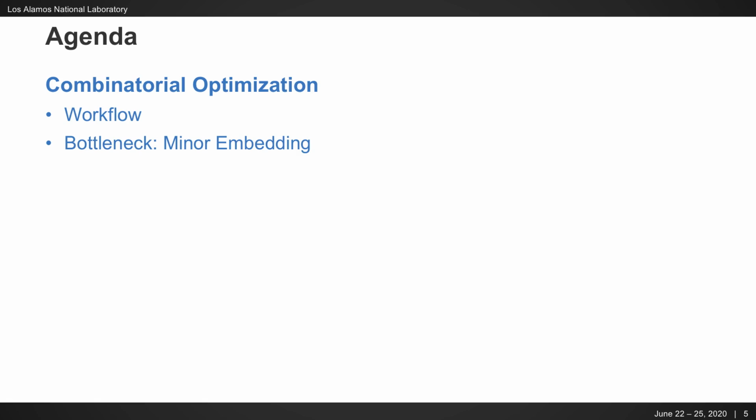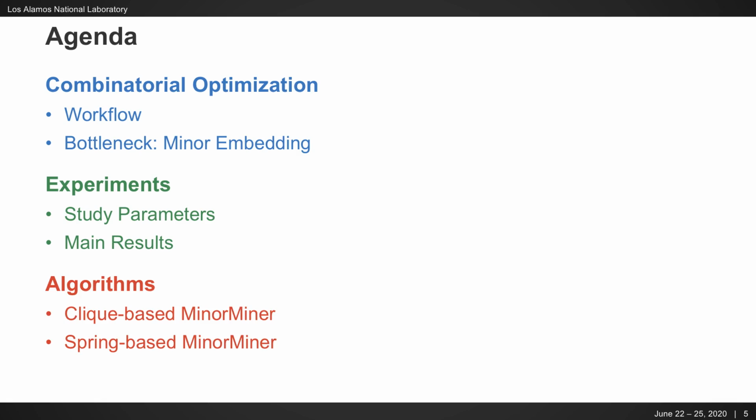Therefore, we'll first look at how to solve combinatorial optimization problems with quantum annealers and what the workflow thereof is. And then we address the arguably major bottleneck, minor embeddings. Then we look at the large-scale experiments on embedding algorithms that we ran, what we studied and what I will focus on in this talk, and the main results. Finally, I give a brief description of the two algorithms that we propose, Clique-Based MinorMiner and Spring-Based MinorMiner, before giving a summary.